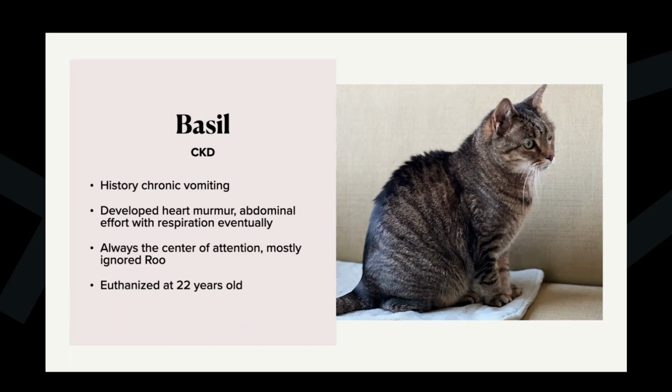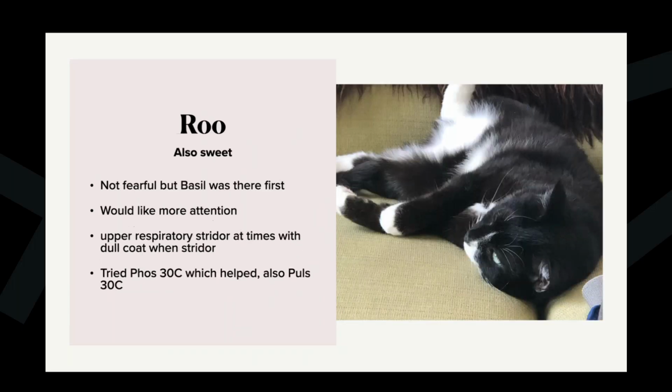And she was always the center of attention. She mostly ignored Rue, and Rue seemed to like her, but they pretty much ignored each other, the two cats. So Rue's the other cat. So here's Rue. Rue is also pretty sweet, not like Basil though. Not particularly fearful, but Basil was there first. So Basil was always the one who got the attention. It seemed that Rue would really like more attention from her person. She always wanted more attention, but she didn't push it when Basil was alive.